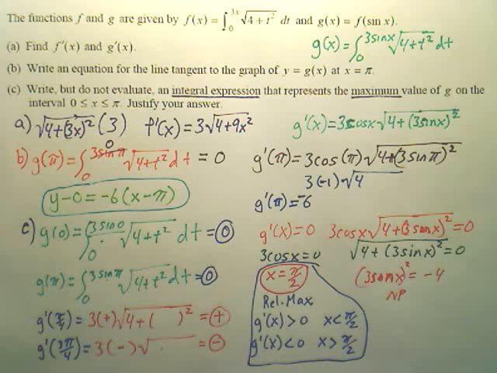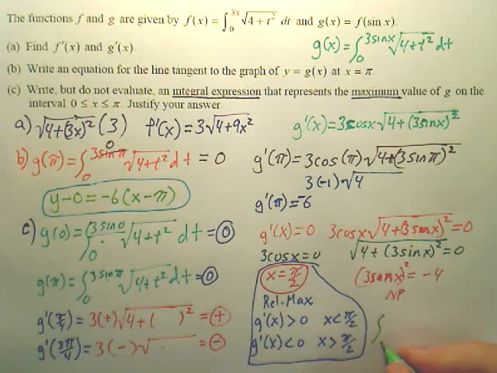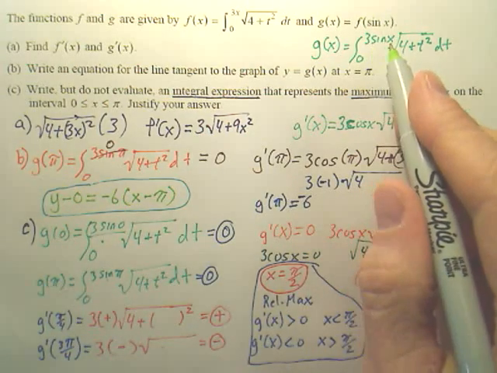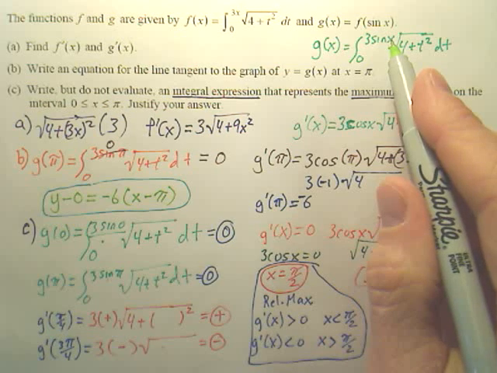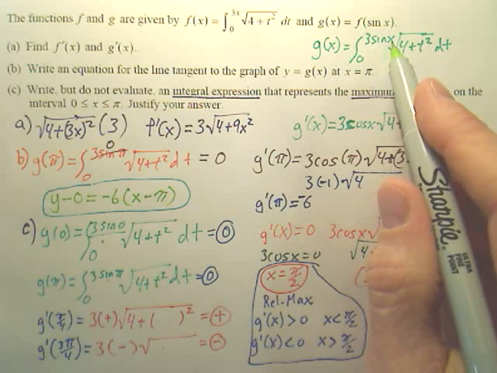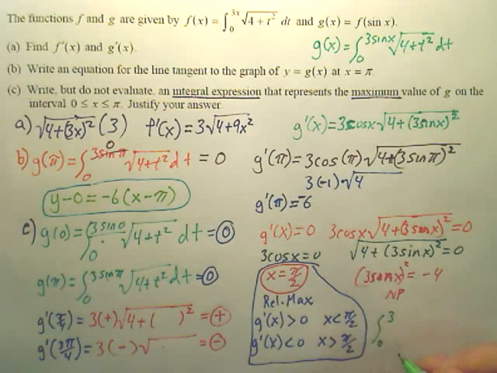Now, what we need to do is write the what? The integral. That's what the whole question was asking for. So basically, here's our answer. And what's 3 sine pi over 2? What's sine pi over 2? Sine pi over 2 is 1. 3 times 1 is 3. Can I put a 3 there?